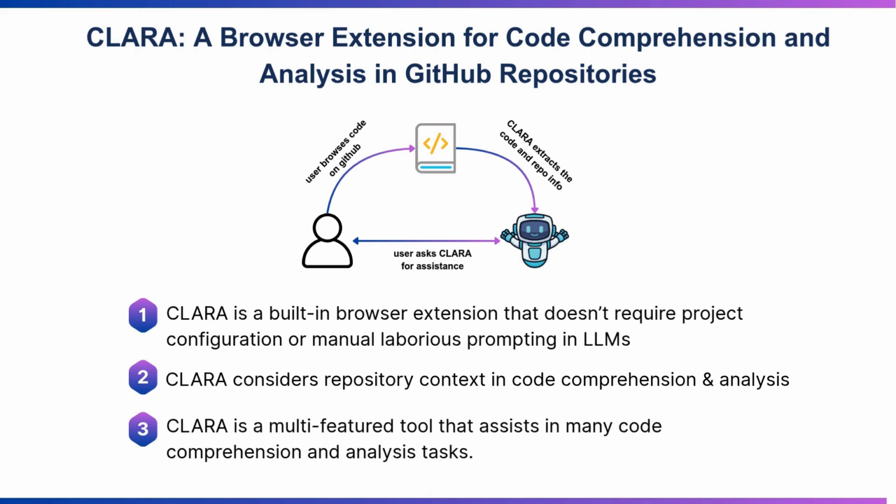So what if users could get code explanations and analysis instantly without leaving GitHub, writing prompts, or setting anything up? That's where CLARA comes in. It's a browser extension that activates when you view any code on GitHub, offering a suite of tools tailored to your current context. No extra steps needed.